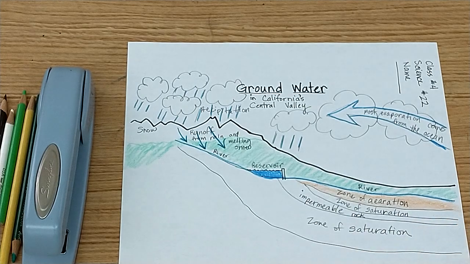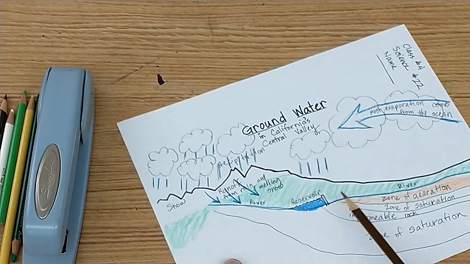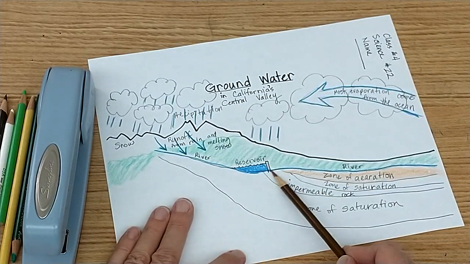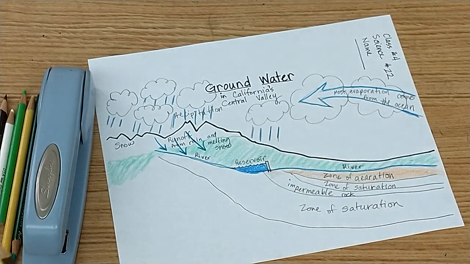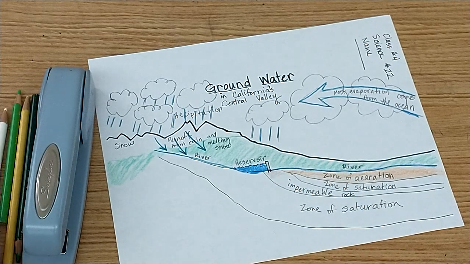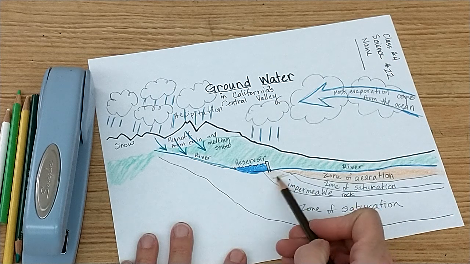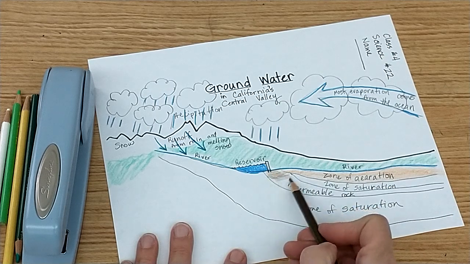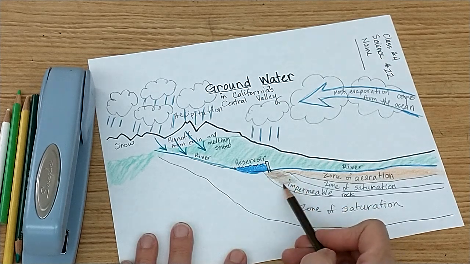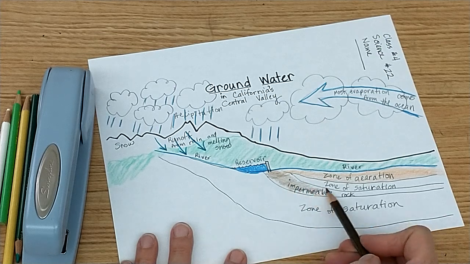So let's pick some colors. Let's use brown for the impermeable rock. So we're going to color this section brown. And I need to get a brown, not a red brown, or I won't be able to tell it from the orange in my zone of aeration.